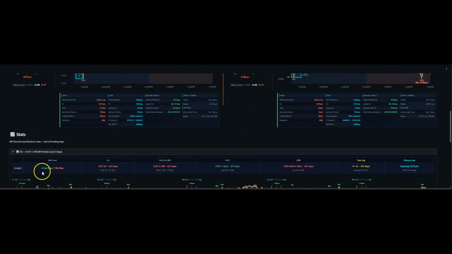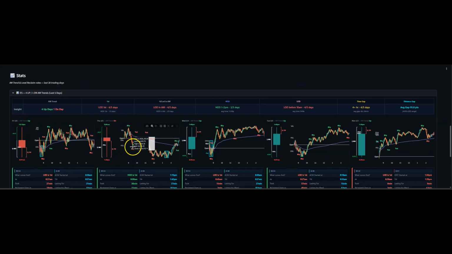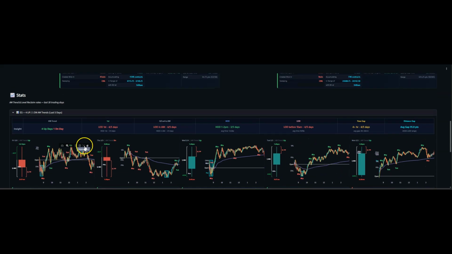So just looking at the past 5 days, we had 4 up days, 1 down day. And by 4 up days, I mean 4 up AM trends, 1 down AM trend. So this is 1 down, this is 2 up, this is 3 up, this is 4 up. So you have 4 up days, which means 4 trends in the morning. Because you don't want to spend all your time looking at the charts, so you want to just see how the AM trends are forming and whether they are up or down. And in the last 5 days, you had 4 of them going up.